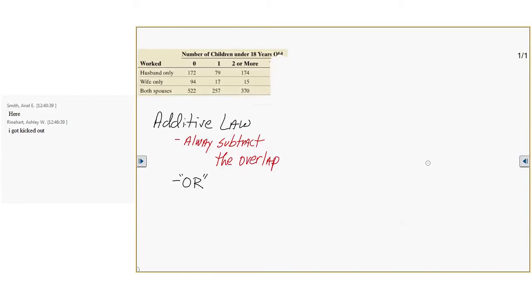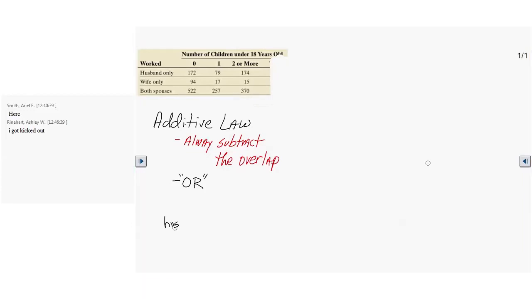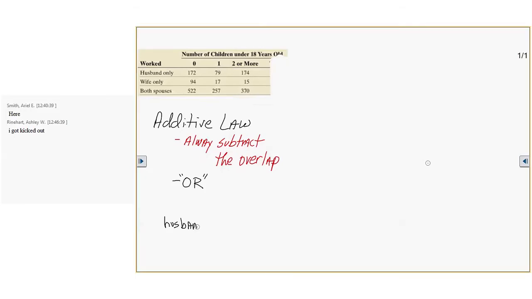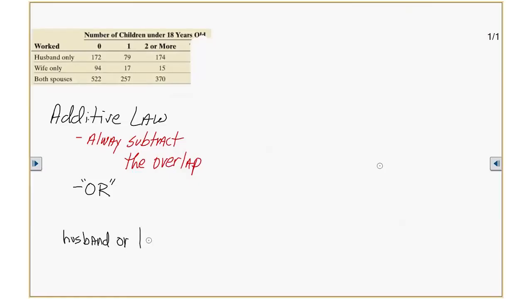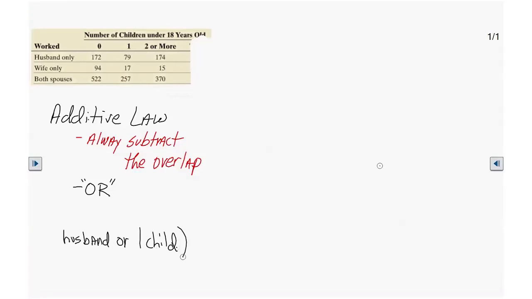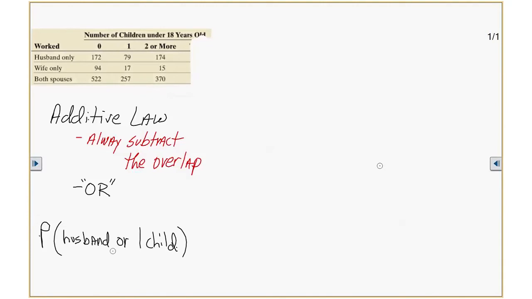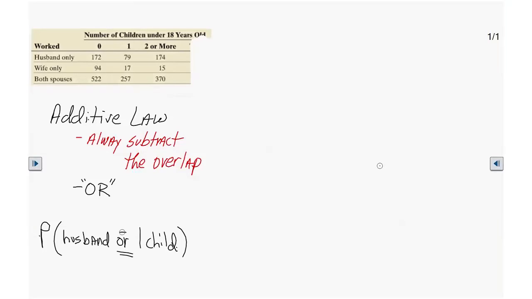Okay, so what they will do is they'll give you a chart like this on a test or the homework, and they'll say, what is the probability of picking a husband or one child? I don't really know how it would be worded, but it'd be like that. And this word right here tells you that you're dealing with the additive law. So if they give you a chart and say probability of husband or one child, this tells you that you're going to use the additive law.